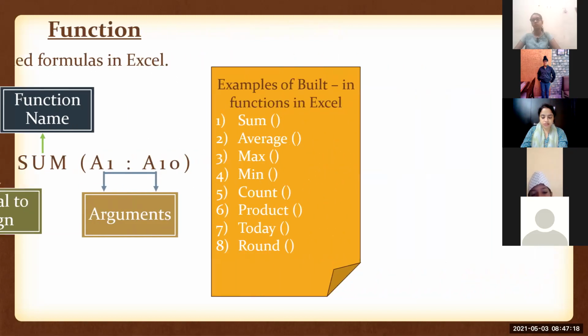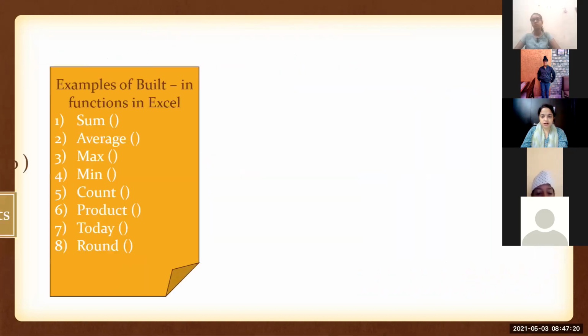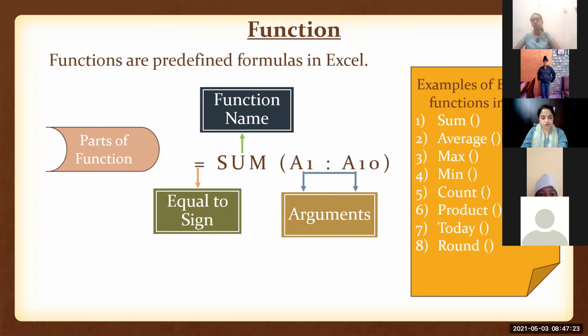Next is PRODUCT. PRODUCT is to find the multiplication of all the cells. Just as we use the SUM function to add the values in the cells, similarly we can use the PRODUCT function to find the multiplication of all the values given in the range. Then there is a TODAY function, to find the current date. Whenever we enter is equal to TODAY, it will enter the current date, the system date, in a cell.